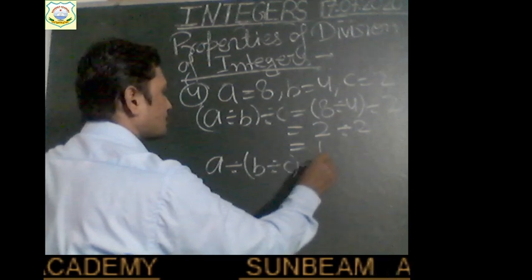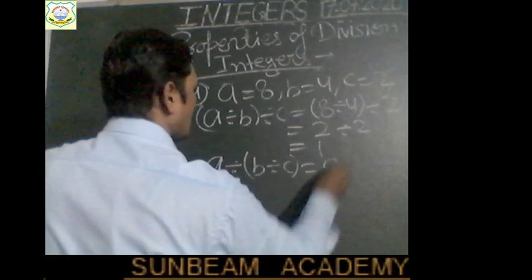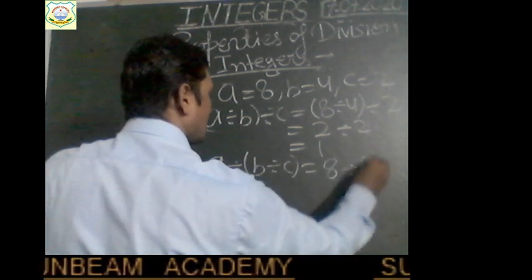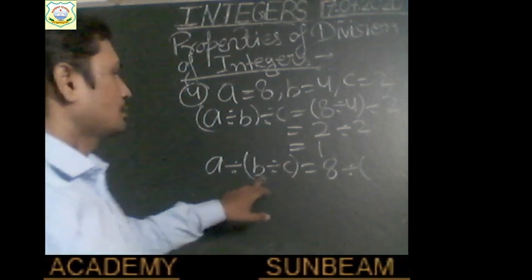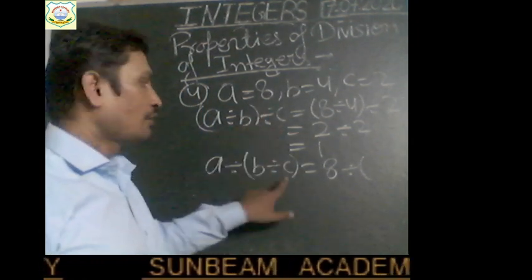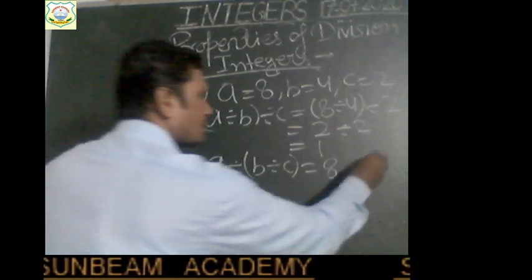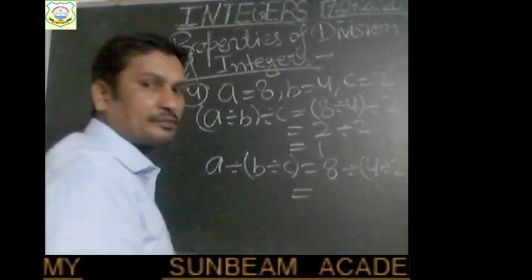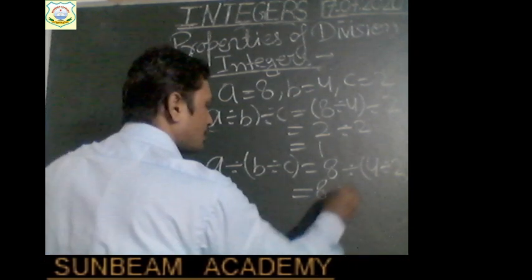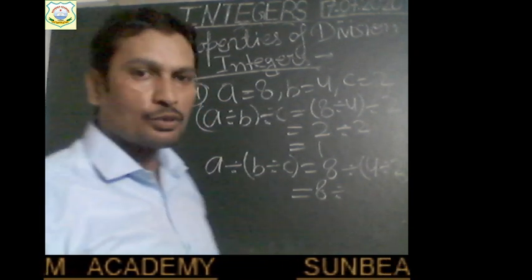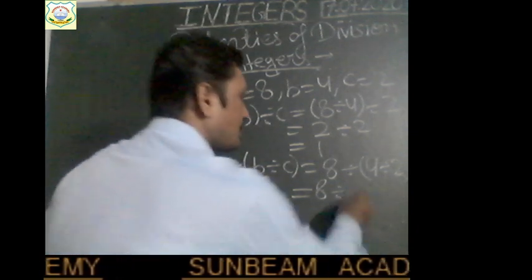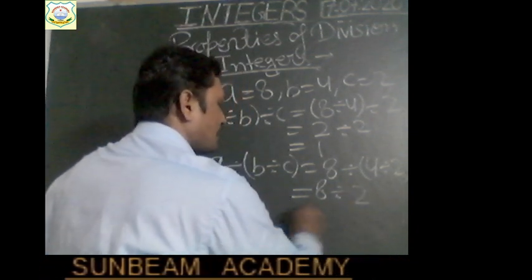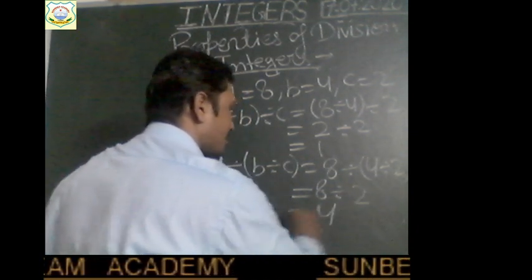Then what do we get? 8 divided by value of B, which is 4, divided by value of C, which is 2. So we can write 4 divided by 2. So what do we get, children? 8 divided by 4 divided by 2, right? This will be equal to 2. Now 8 divided by 2 equal to 4.